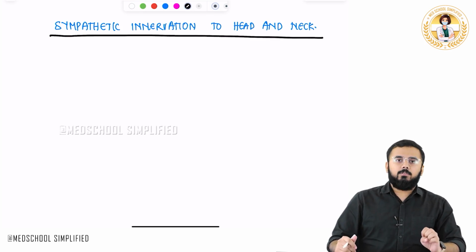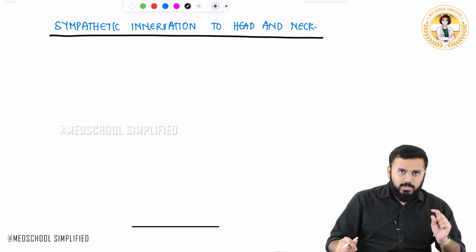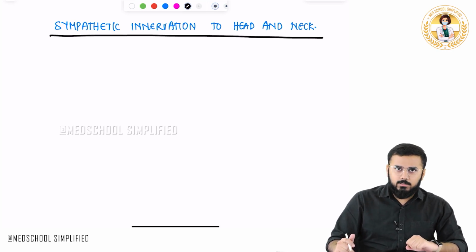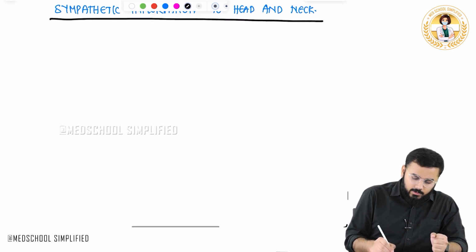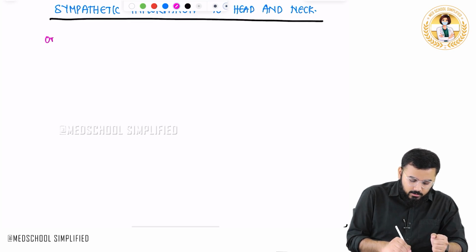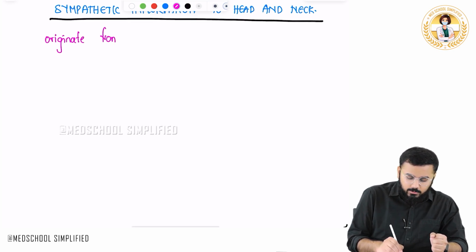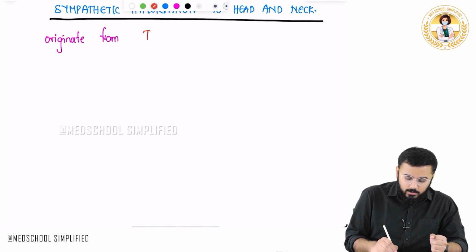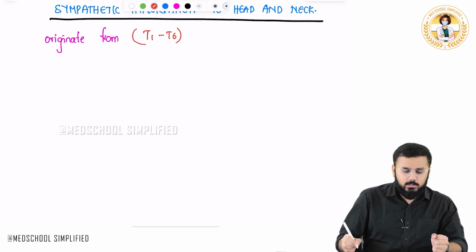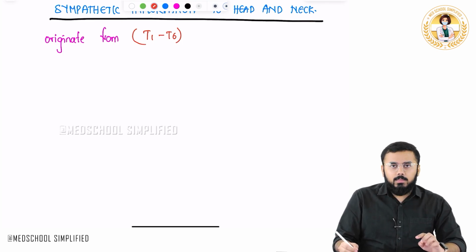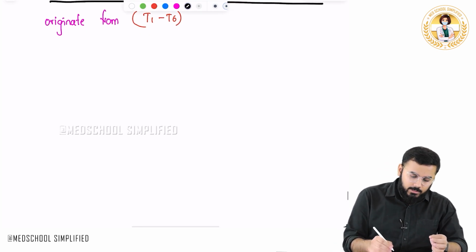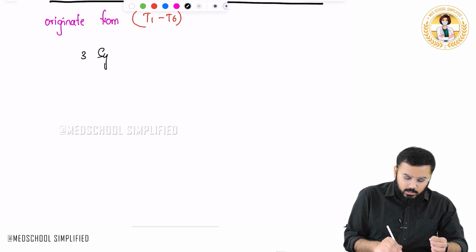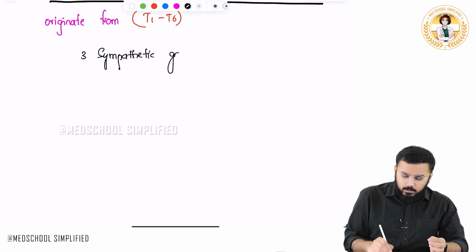So this sympathetic innervation originates all the way from T1 to T6 spinal segments. Okay. Now here there are three sympathetic ganglia. How many sympathetic ganglia have we got? We have got three sympathetic ganglia. So what are these three sympathetic ganglia?